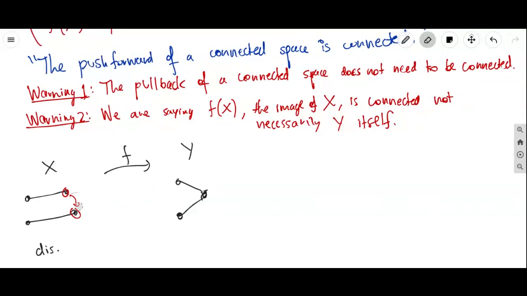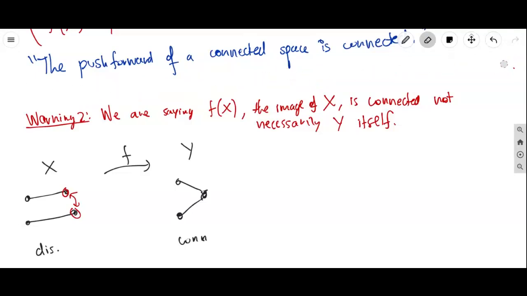This function is taking these two points and gluing them together, and now you have this. So look at this. This one is connected. So X is disconnected and Y is connected. So you have a continuous map from X to Y. So what's the pullback? If you pull this back, you get these two intervals that are no longer attached together. So the pullback of a connected space does not need to be connected. It could be, but it's not guaranteed. So when you're talking about connected spaces and continuous maps, it's always about the forward image. It's always about the push forward. It's not about the pullback. Pullbacks are for continuity and open sets. Okay, so this addresses warning one.